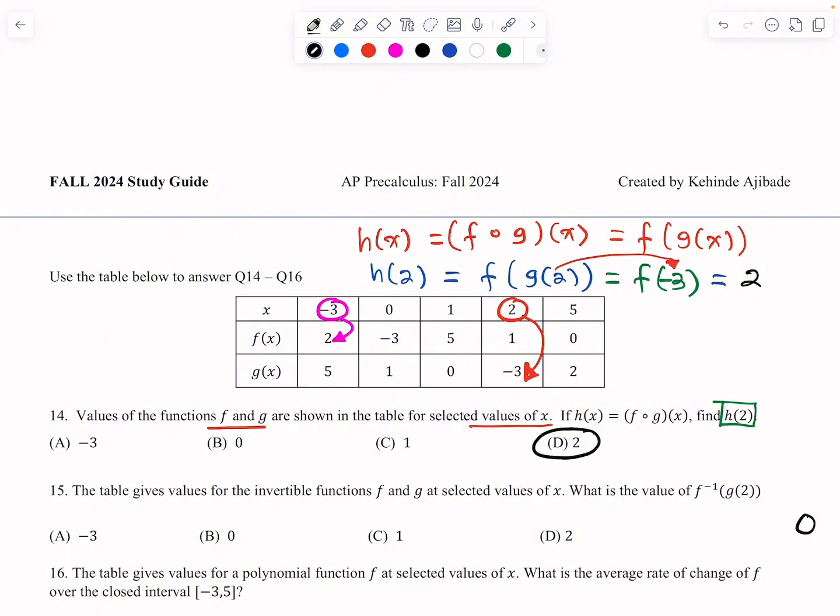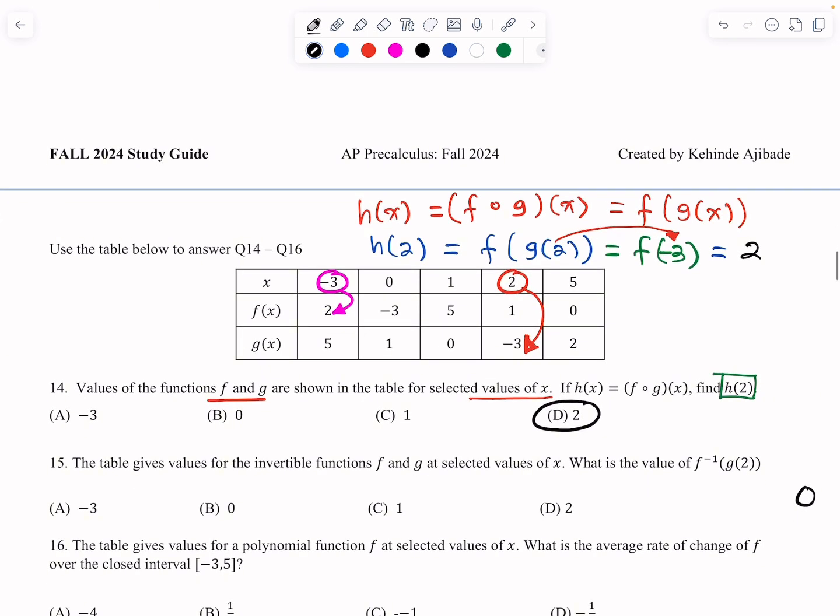And then let's go to question 15. For question 15, we are told to find the inverse of g of 2. So what do you notice?